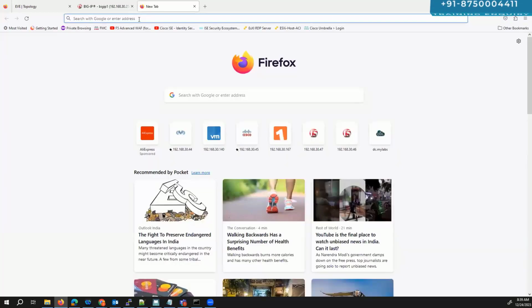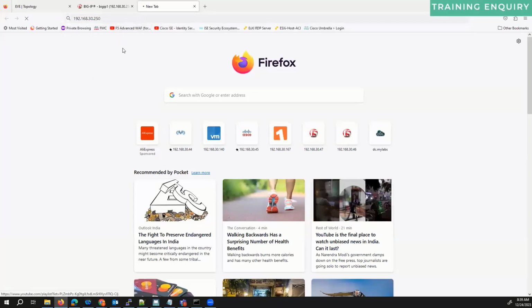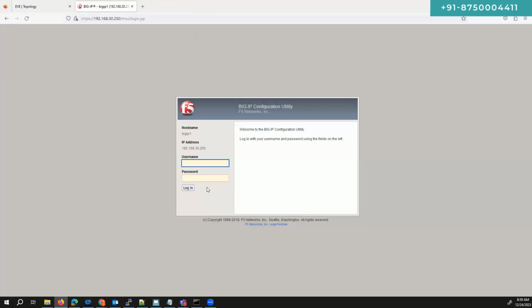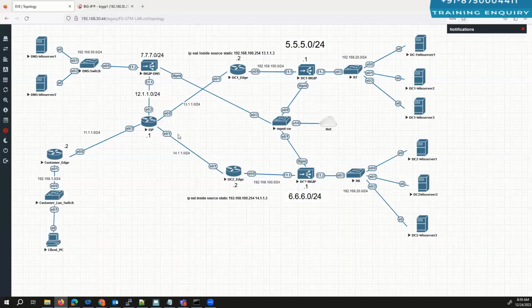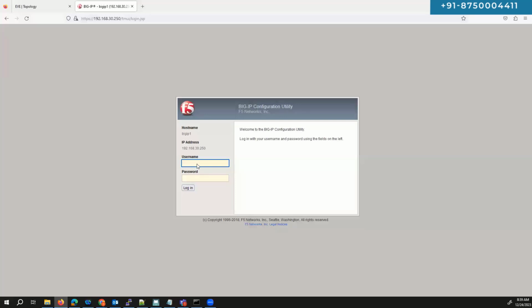Just like if I open a new tab and just put my IP address, nothing would happen. It's not loading, so no redirection would happen. But when you put HTTPS, then the page gets opened, and there is a certificate error. Why? Because by default, BIG-IP uses a self-signed certificate, and obviously your browser would not trust that certificate. Therefore, you would get this certificate error.